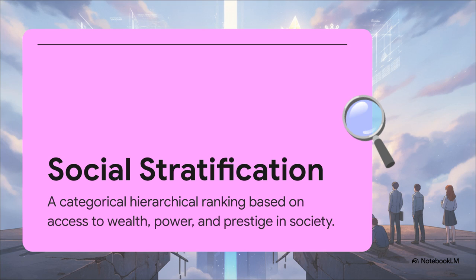Then, the second term is social inequality. Simply put, this is the direct result of that stratification. Because society is artificially layered, the actual resources, life opportunities, and societal rewards are distributed unevenly across those layers.